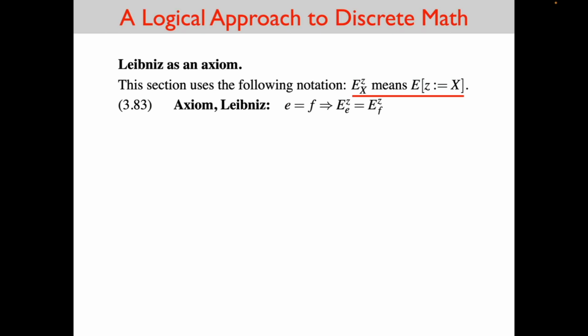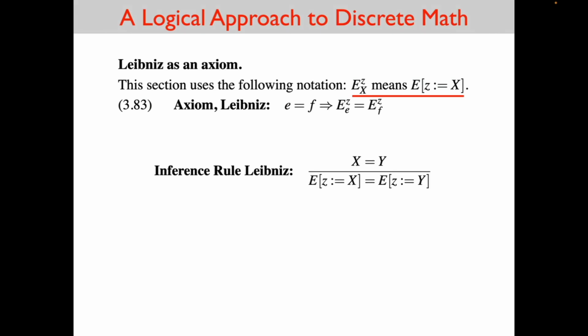Okay, so this notation makes it a little less cumbersome to write down the theorems in this subsection of Chapter 3 on Leibniz as an axiom. So let's review a little bit what inference rule Leibniz is. You should recall that an inference rule is a rule that we use in the step of a proof to go from one line of the proof to the next line of the proof. We have 4 inference rules, and one of those is inference rule Leibniz.